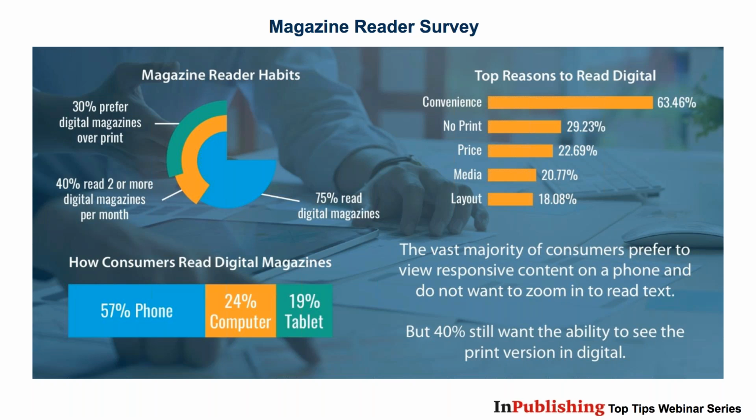This one that's on the screen now was done just before COVID-19. It was a survey of just magazine readers. And what we found were 75% read magazines digitally already. 30%, as you see, actually preferred digital. The majority were using a phone, 57% were using a phone, and the #1 cited reason was convenience, which kind of makes sense. You have your phone, you get the digital magazine on it, you can click on it and read it.